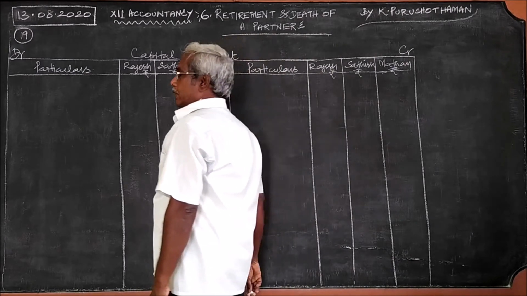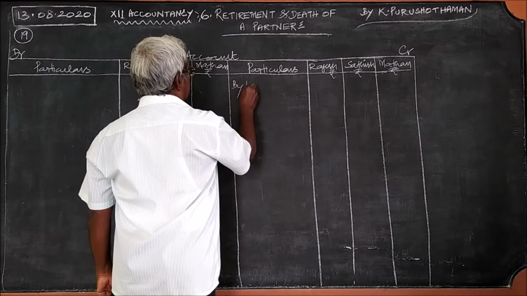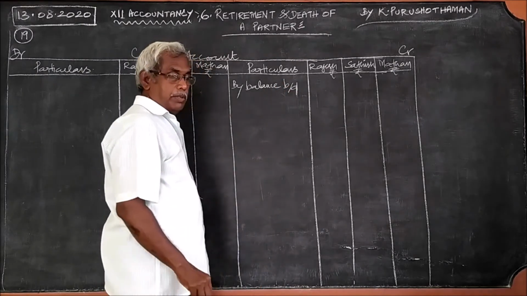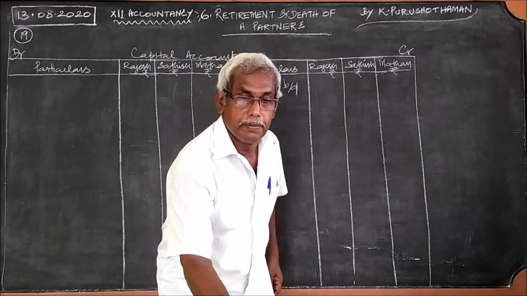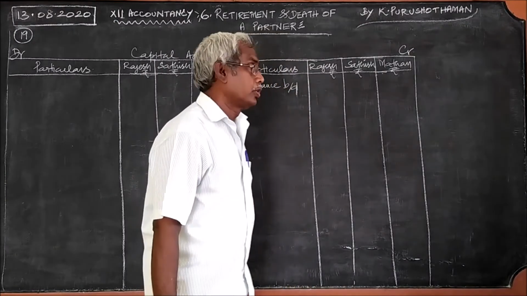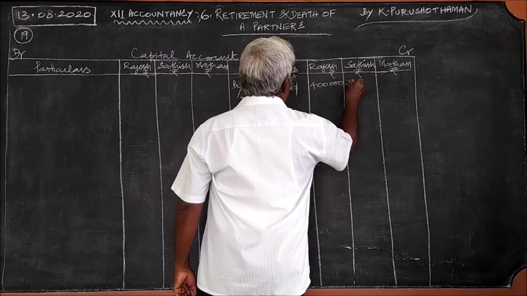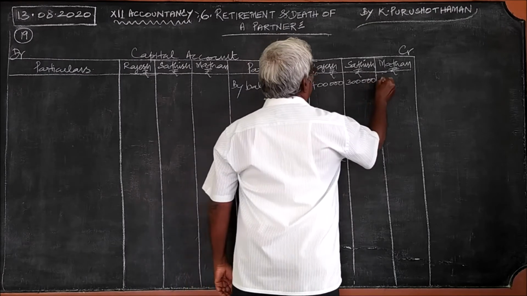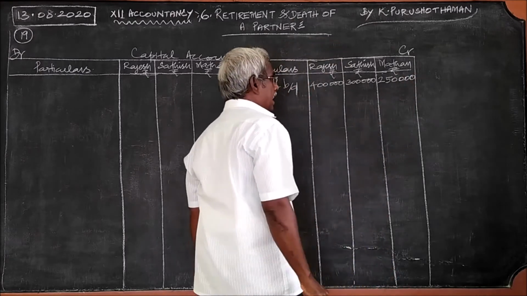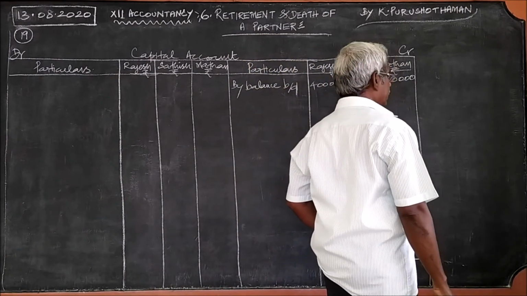Right now, I told you already what should be written first. This is by balance brought down. We should write the balance brought down, and we should write the capitals of the partners: 4 lakhs, 3 lakhs, 2 lakhs, 50,000. This is balance brought down. This is the first. What else next we should consider?